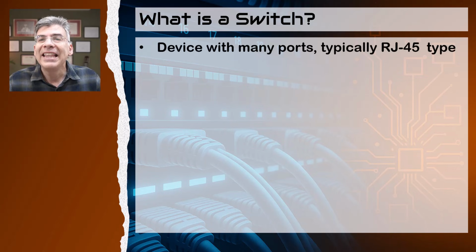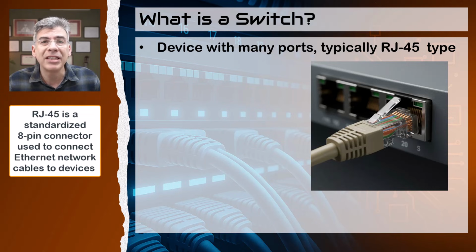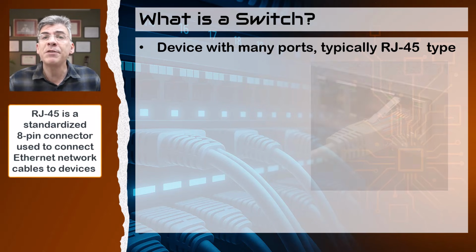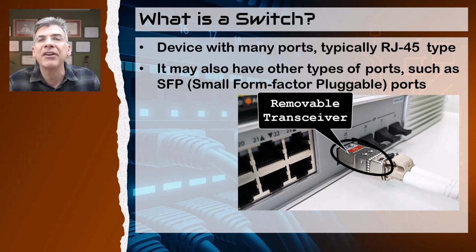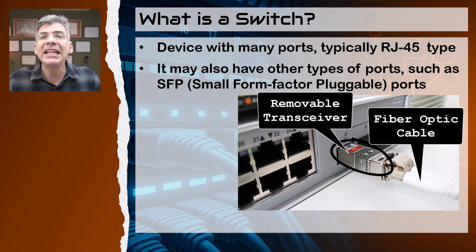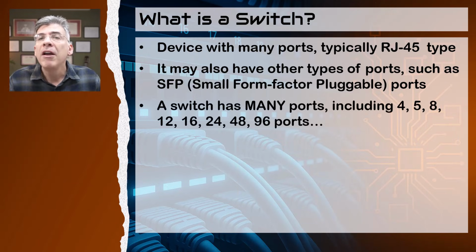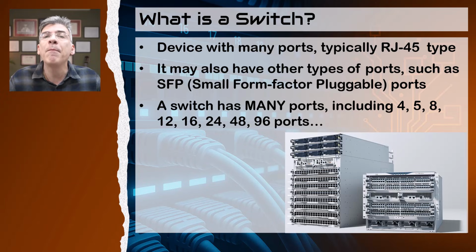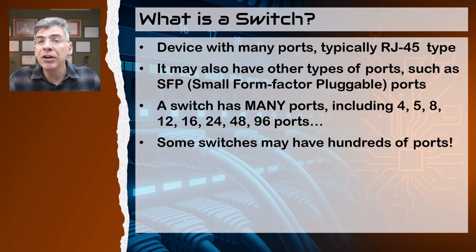A switch is a device that has many ports, and typically these are RJ45 ports for use with what are typically called Ethernet cables. A switch may also have one or more other types of ports. Typically these are SFP ports, which can accept a transceiver that is able to connect various types of fiber optic cables. In any case, the important thing here is that a switch has many ports. I've seen switches with 4, 5, 8, 12, 16, 24, 48, 96, and even more ports, especially for those switch models that are modular and can have multiple line cards added to them. So at the upper end of the spectrum, you may have a switch with hundreds of ports.